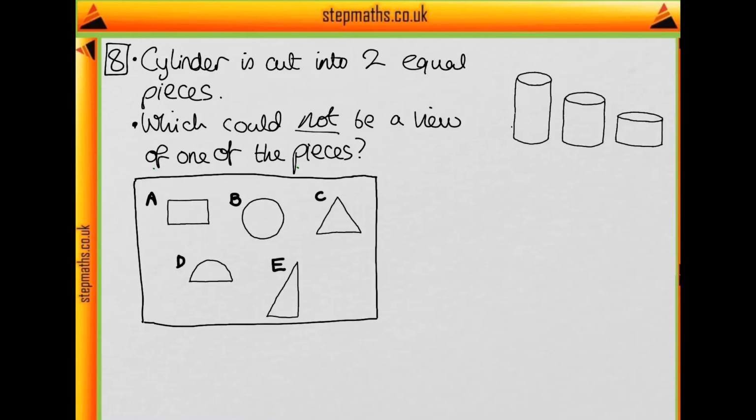So this is question 8, and we've got a cylinder, so we've got 3 different ideas of what the cylinder could look like here, and it's cut into 2 equal pieces, and we want to know which one of these shapes could not be a view of one of the pieces.